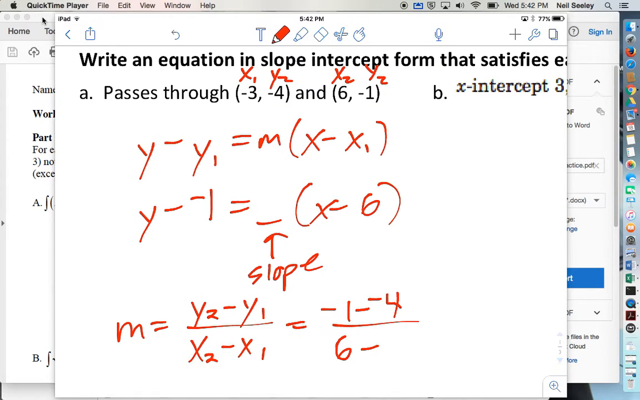So 6 minus -3. Watch your minus and negatives and things like that. -1 minus a -4 is like -1 plus 4. And 6 plus 3 is 9. I hope all this seems peachy keen to you guys. I'm sure it does. But 1/3 is my slope.